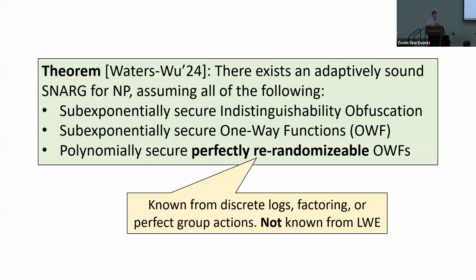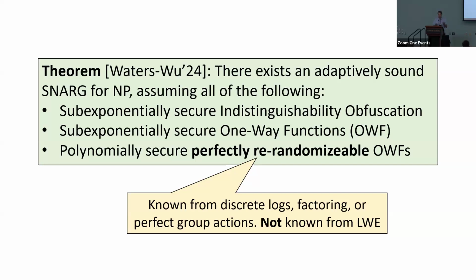So earlier this year, Waters and Wu gave a solution to adaptively sound SNARGs. They show that there exists an adaptively sound SNARG for NP, assuming the following primitives: sub-exponentially secure indistinguishability obfuscation, sub-exponentially secure one-way functions, and then an additional assumption, which is they need essentially a perfectly re-randomizable one-way function. This can be polynomial secure.